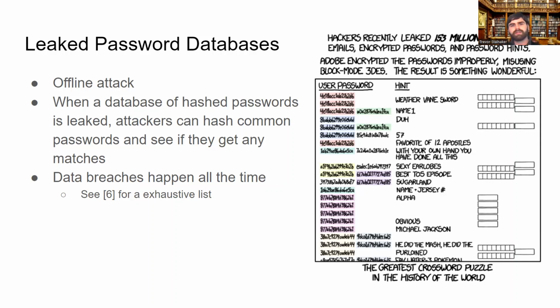So when the database of hashed passwords is leaked, let's say I take the most common passwords and use SHA-256 on all of them. Now I have all those common passwords in their hashed form. I check to see if those hashed passwords are in the leaked database, and I can work backwards. If one of those hashes is in there, then I know what the password was.